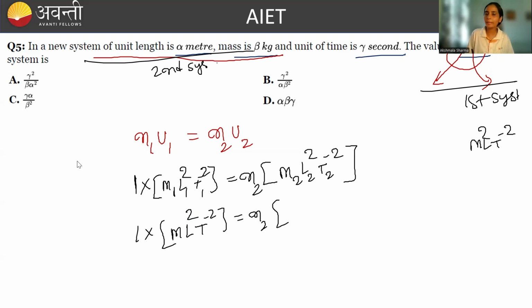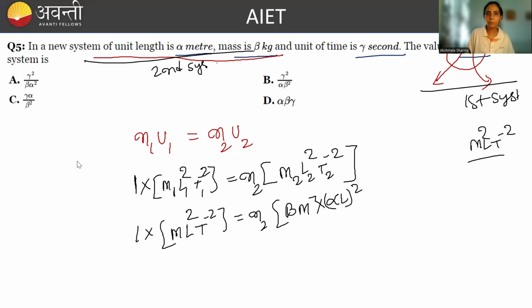This is N2. M2 can be written as what? M2 is how much? Here the unit of mass is what? Beta kg. So this is basically beta M. Kg means M here, done. So this is beta M into L2. The unit of meter here is alpha meter. So this is alpha L whole square.